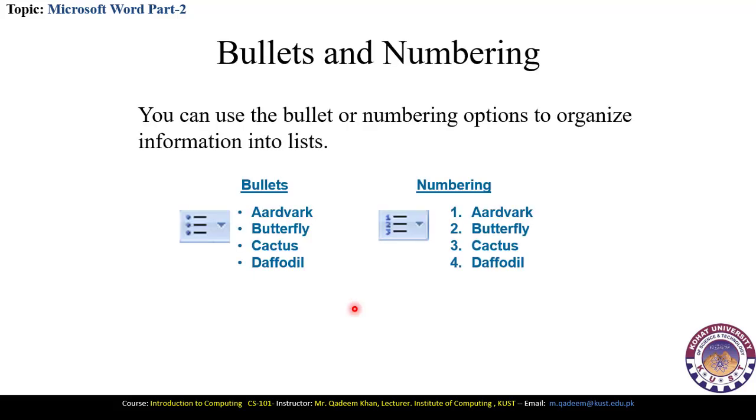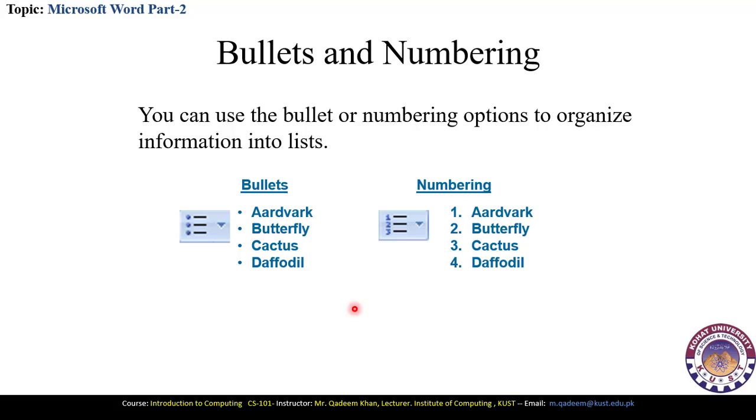Also, we have the bullets and numbering options here. These are very important and mostly used if you have certain data in a particular sequence. For example, if you want to list the cities of Pakistan starting from A and ending at Z, A for Abbottabad, and similarly B for Bannu, and so on.